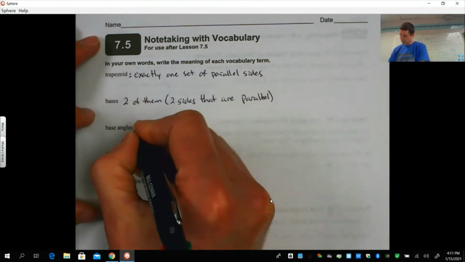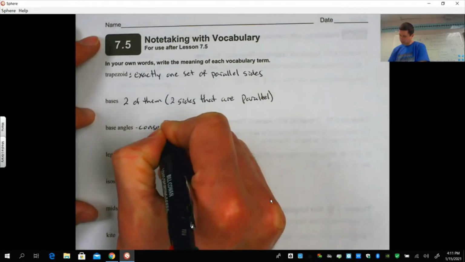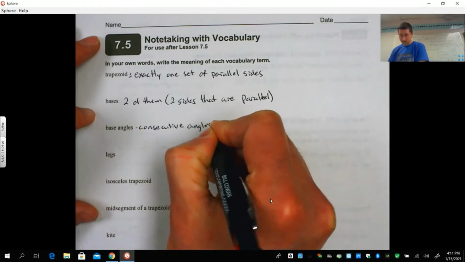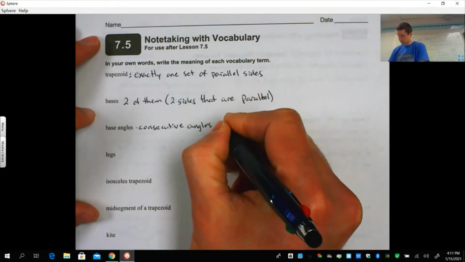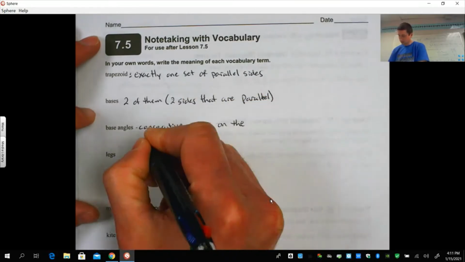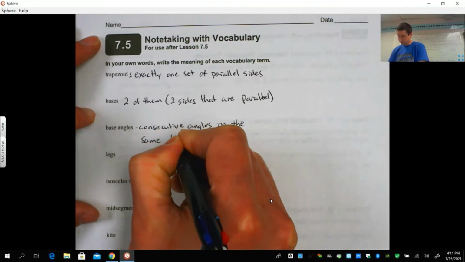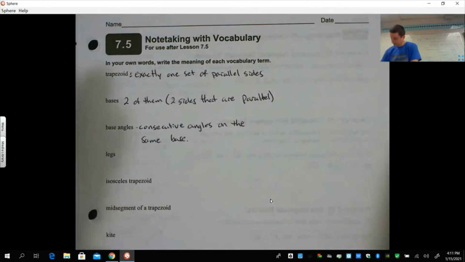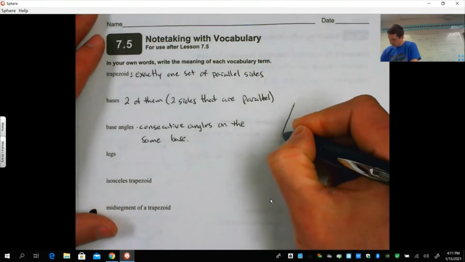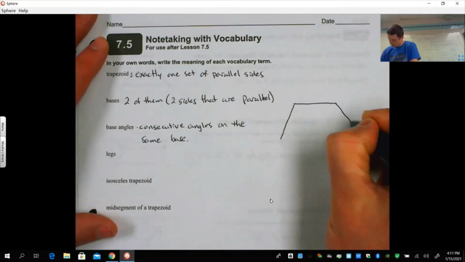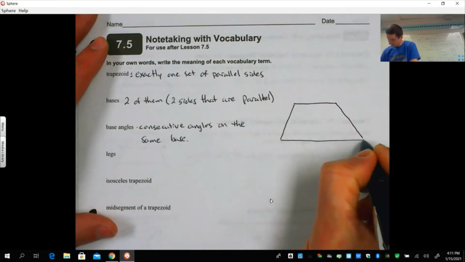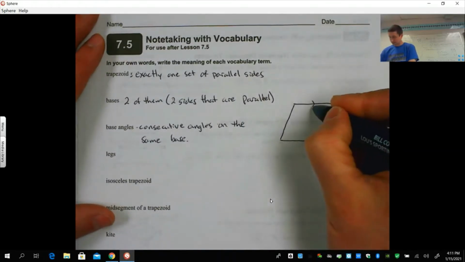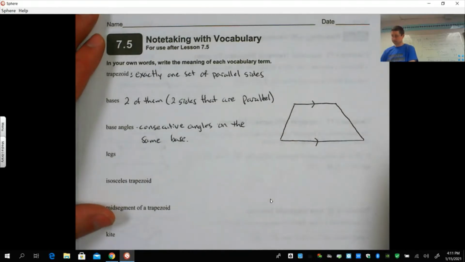And base angles, we say consecutive angles on the same base. Consecutive angles on the same base. So before we get too much farther in here, let's draw a trapezoid. I'm going to draw a scalene trapezoid. So the top and bottom in this case are going to be my parallel sides.